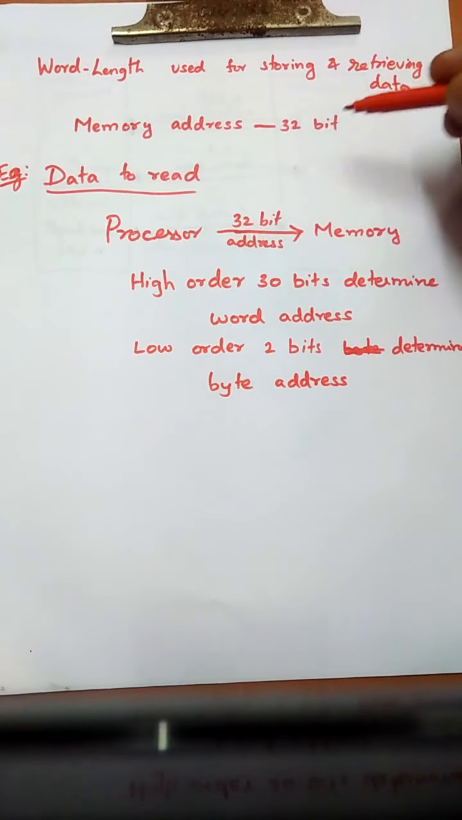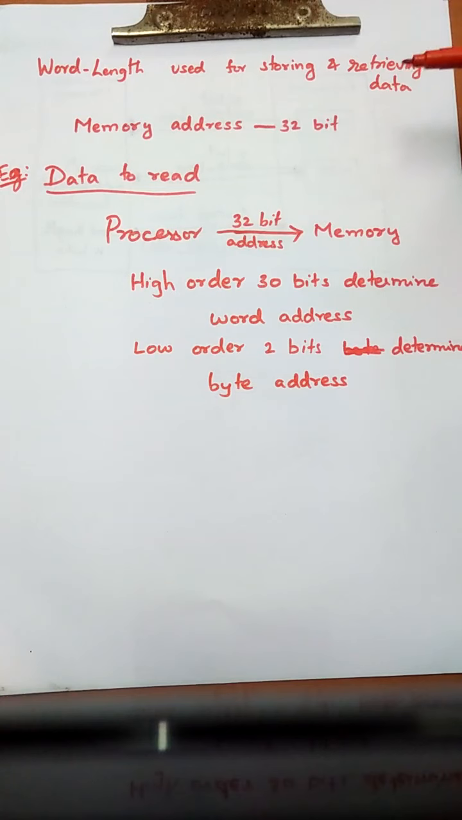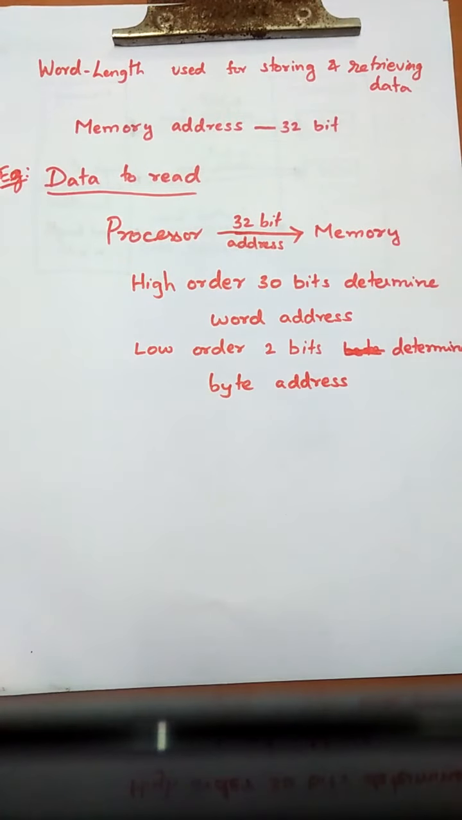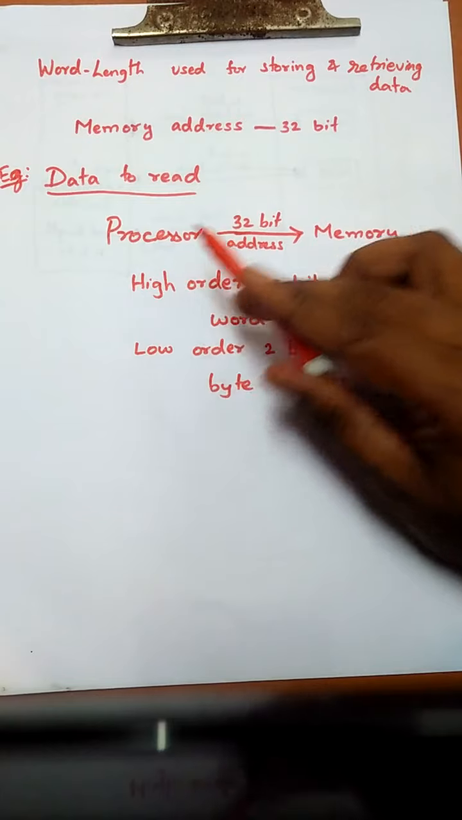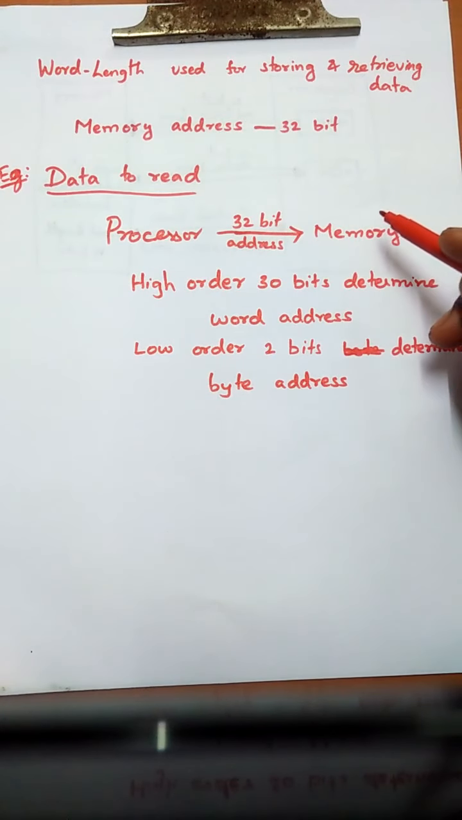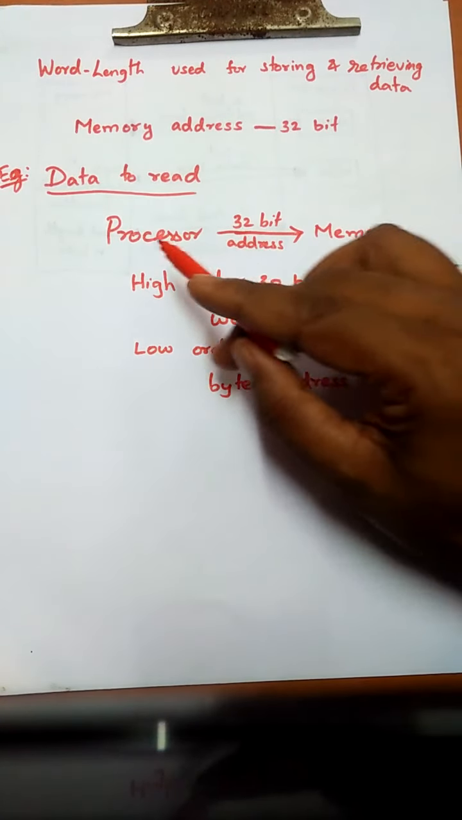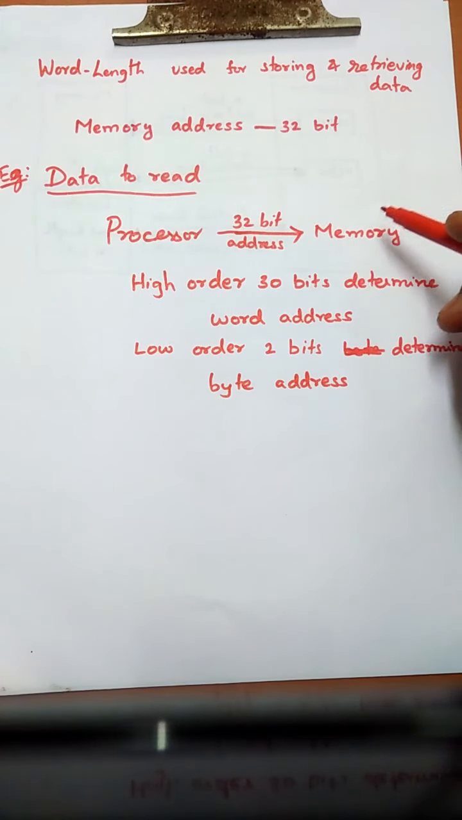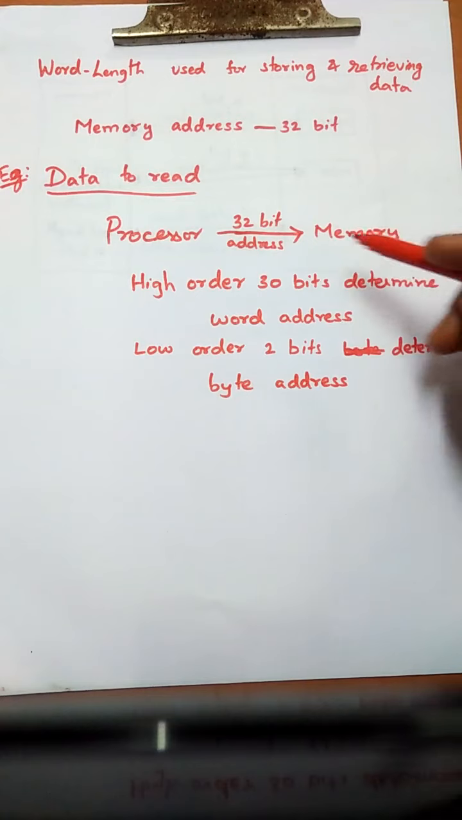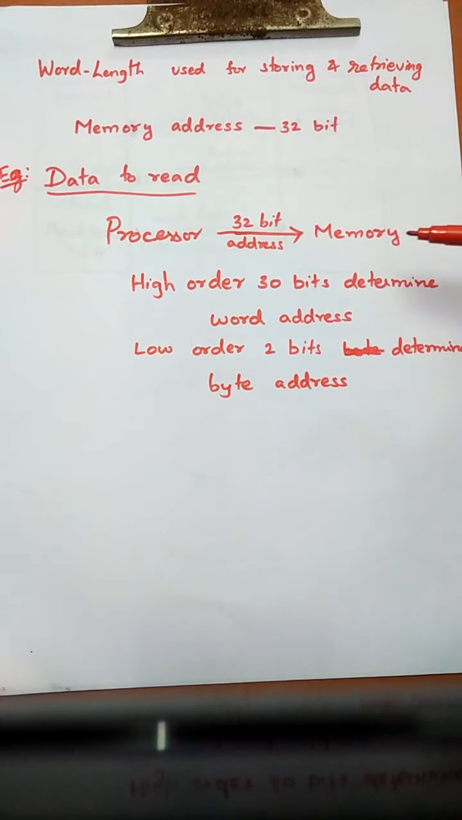Let us consider a 32-bit memory address for our discussion. I am giving one example of how data is read from memory. Usually the processor will request data from memory. The processor sends a 32-bit address to memory. Once it is received by memory, how does it fetch the location?